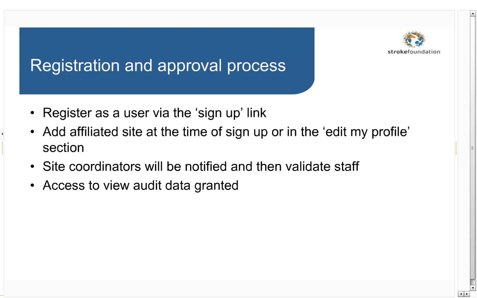So what happens is, head to the site, informme.org.au, and there you can sign up to the site, or if you have previously done that, you can edit your profile, and this is where you add your hospital site. So when you select that site, your site coordinator is notified and asked to validate that you are an employee of that site.